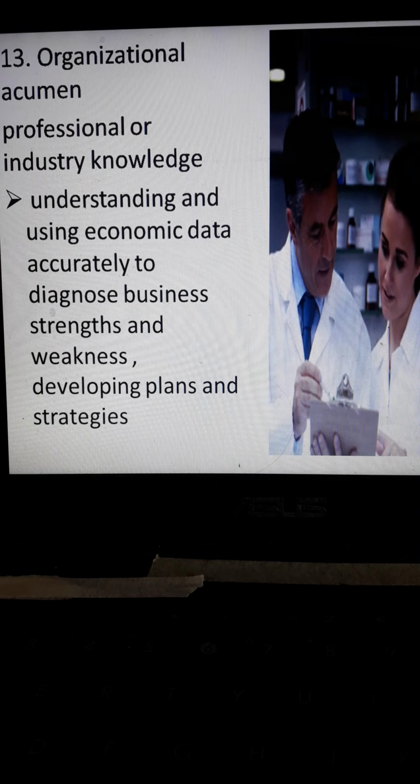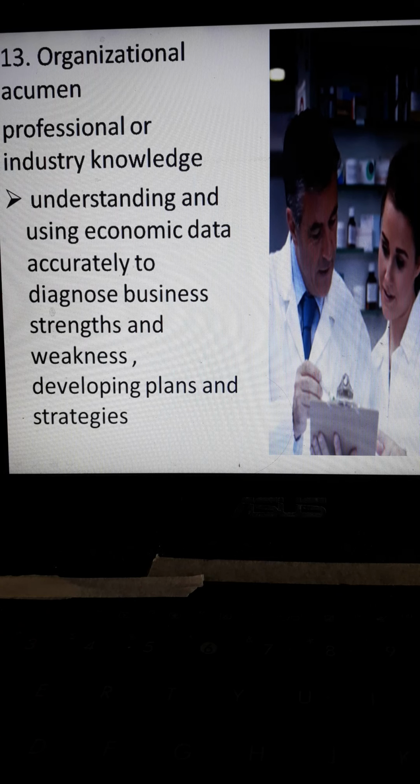So, organizational acumen. Organizational acumen is understanding and using economic data accurately to diagnose business strengths and weaknesses, and develop plans and strategies. So in organizational acumen, the pharmacist manager will seek and organize information, analyze data, develop and consider different alternatives, gain commitments, and demonstrate decisiveness in actions.